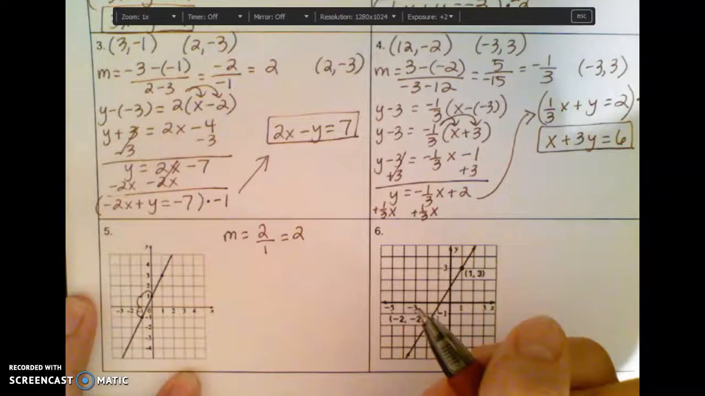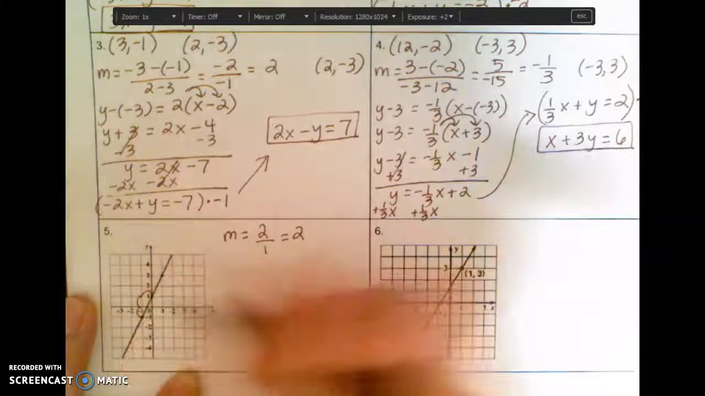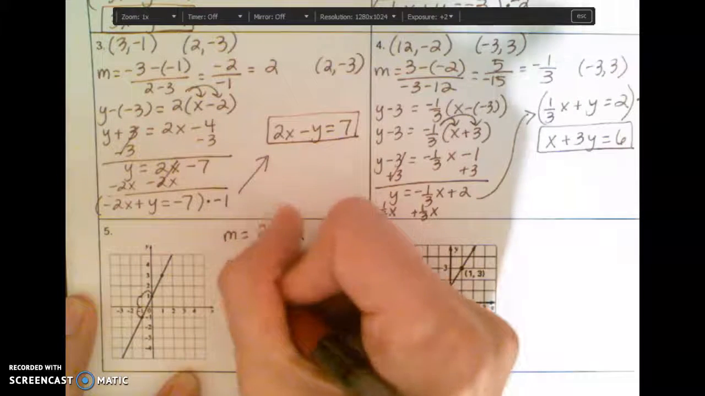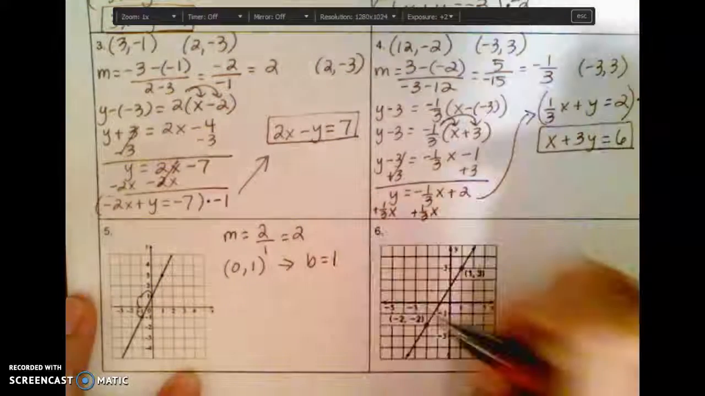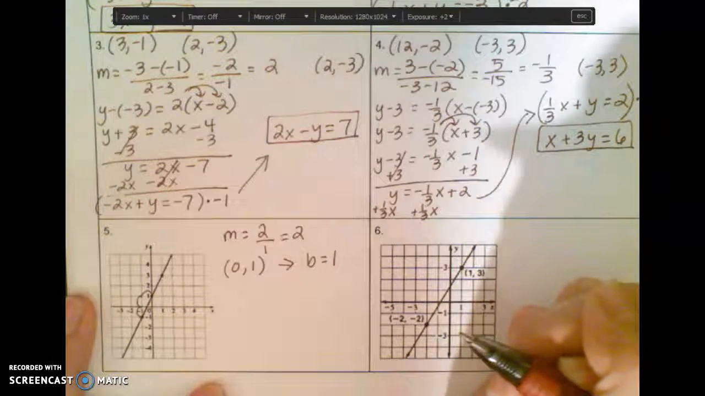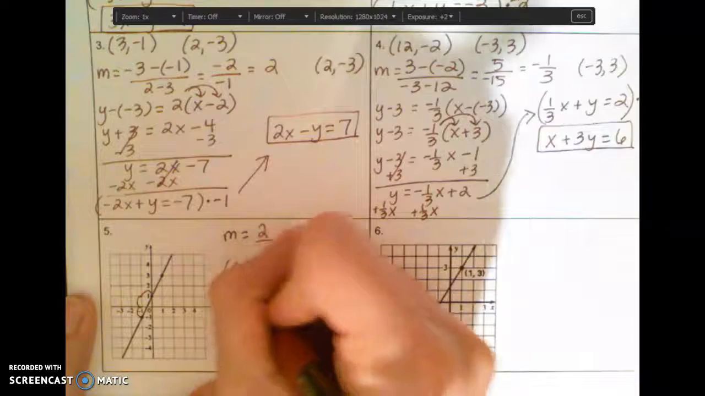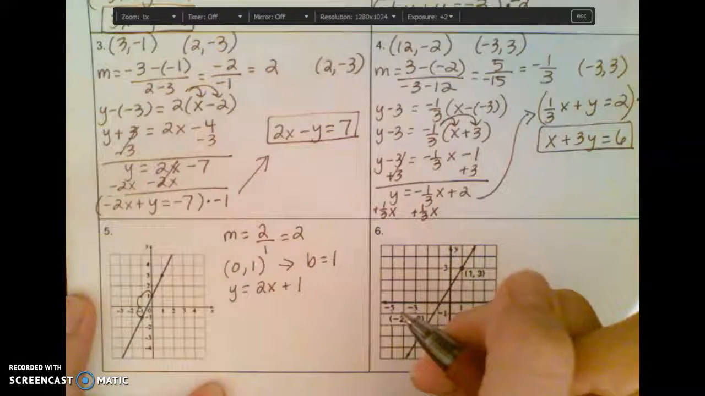Next thing we need is our intercept if it is clear. And in this case, our intercept is clear. We can see that our intercept is 0, 1. Or in other words, that b equals 1 if we're talking about y equals mx plus b. So we have our slope, we have our intercept. We can plug that into slope-intercept form. So that's going to be y equals 2x plus 1.